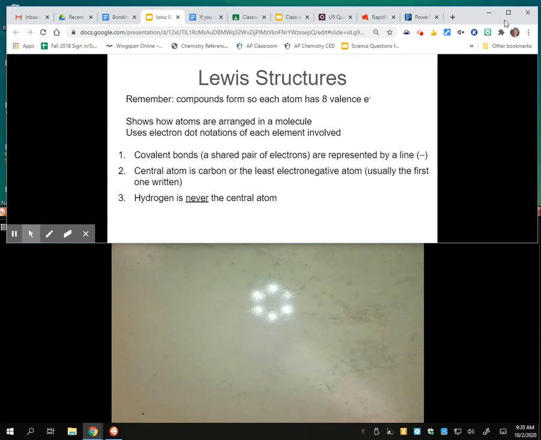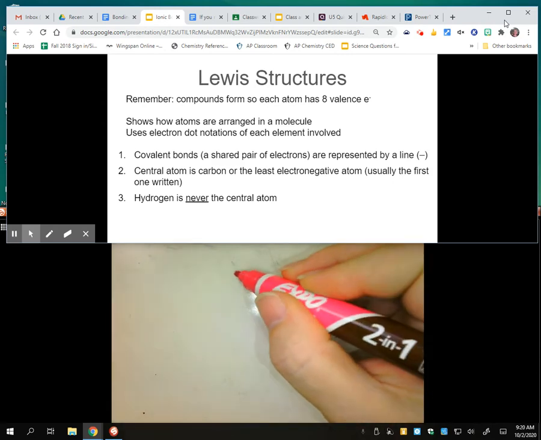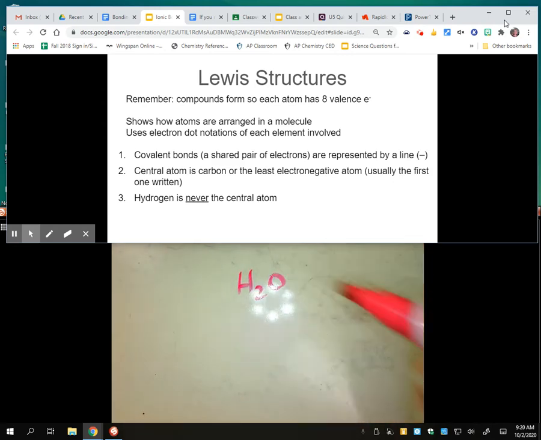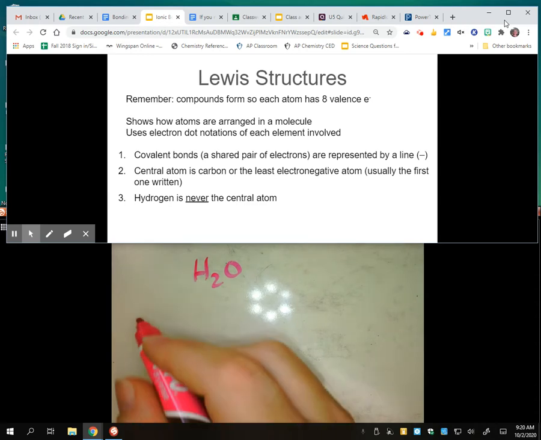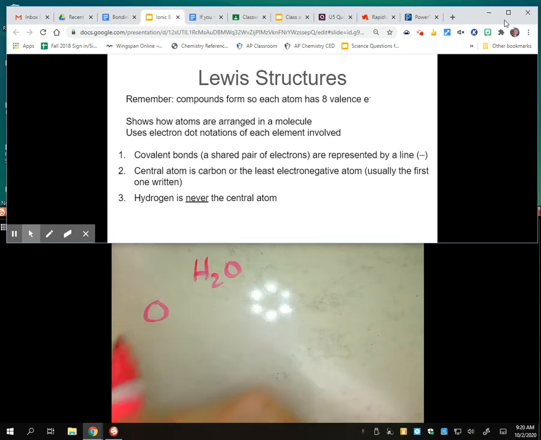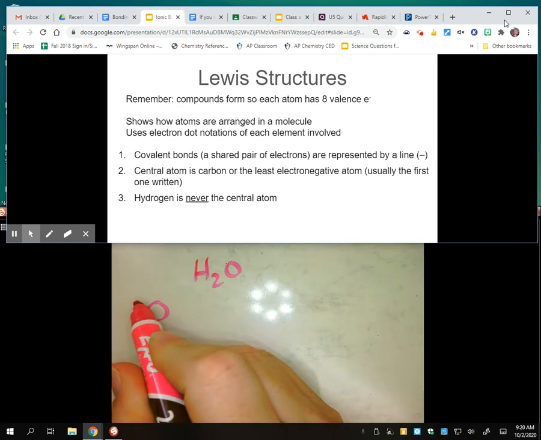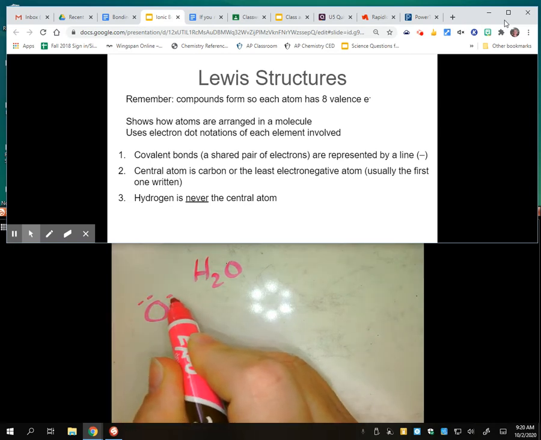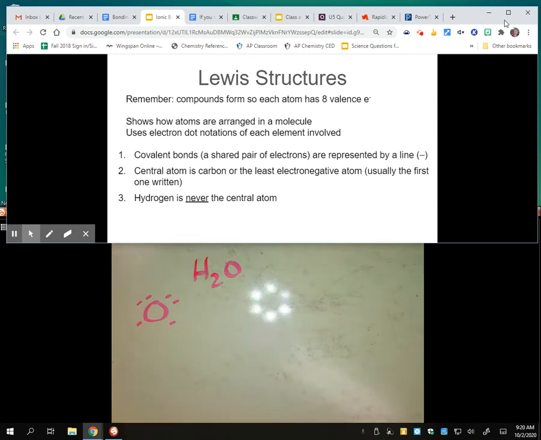So let's talk about water first. With water, we've got H2O. So we've got 2 hydrogens bonded to 1 oxygen. The atom that's going to be in the center is going to be oxygen, because hydrogen can't be in the center. Oxygen on the periodic table is in group 16, which means it has 6 valence electrons. 1, 2, 3, 4, 5, and 6.